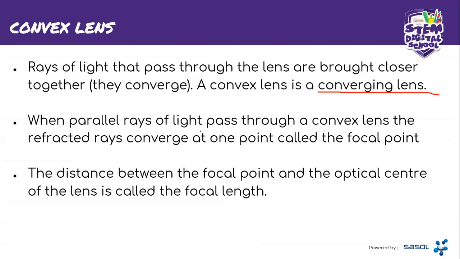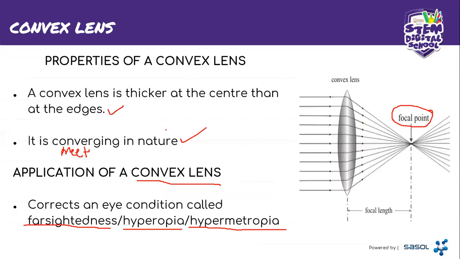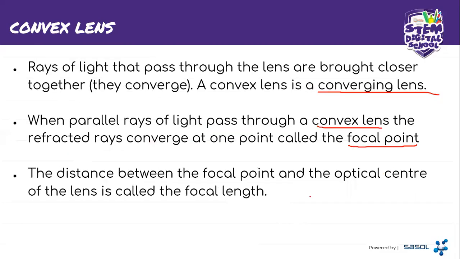Then, when parallel rays of light pass through a convex lens, the refracted rays converge at one point called the focal point. So all those rays that are moving parallel to what we call the principal axis, which you will learn about when we continue with lenses, will pass through the focal point. Remember, there will be rays that are coming from the object and through the optical center. Those ones don't change direction, so they will not be going to the focal point. But those that are parallel to the principal axis will be refracted to the focal point. So they will converge there.